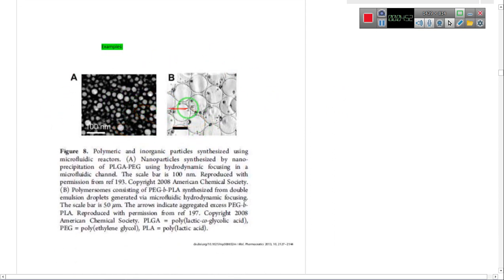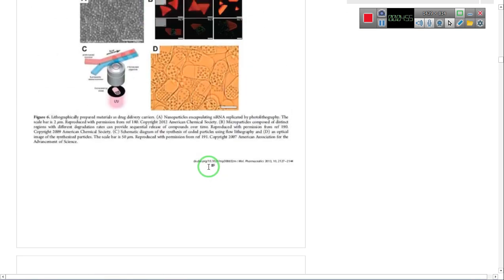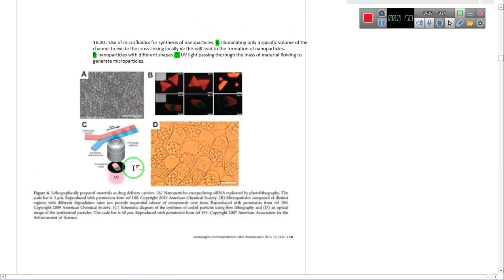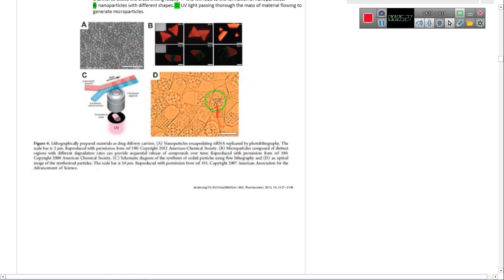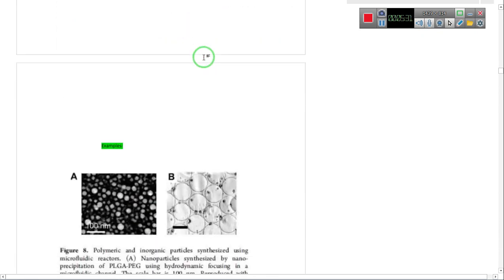Well, these are the other examples for the production of the polymeric nanoparticles, and also you see here that we have some other examples by, for example, illuminating a certain volume of the microfluidic channel, only in the place that this illumination has happened. The cross-linking of the fluid will occur and the particles are going to be formed. So you see here that particles with different geometries, with different shapes and sizes can be produced.